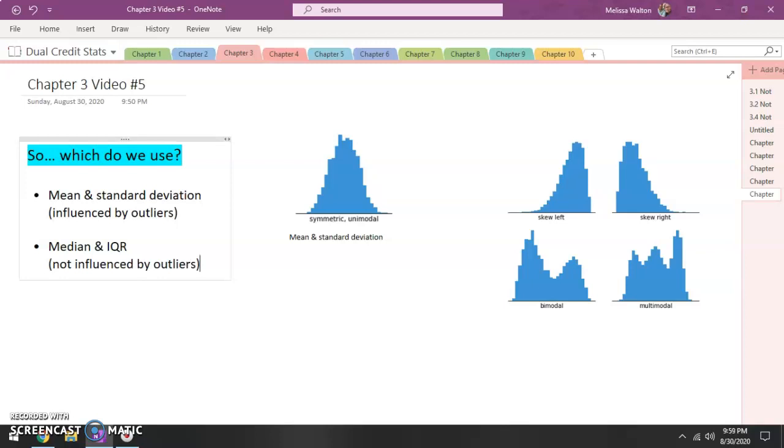So putting this all together, if we have nice clean data where everything is symmetric and unimodal, we're going to go with our mean and our standard deviation. However, if anything is skewed or multimodal or bimodal, we're going to have to find a way to get rid of those outliers. So the way we do that is by using our median and our IQR.